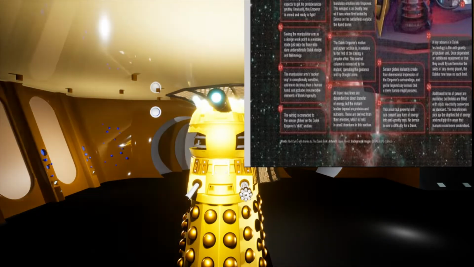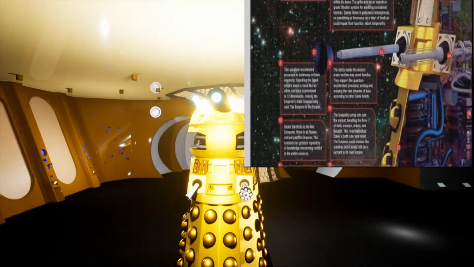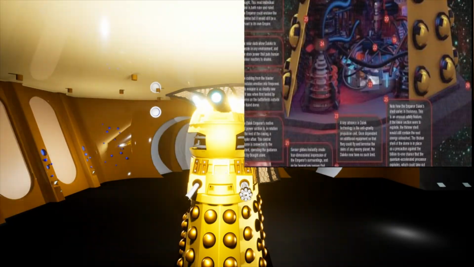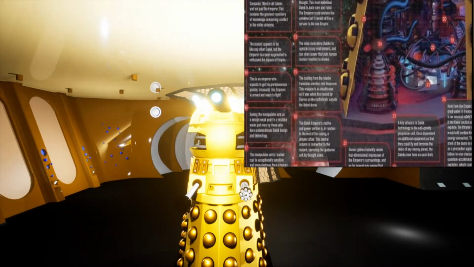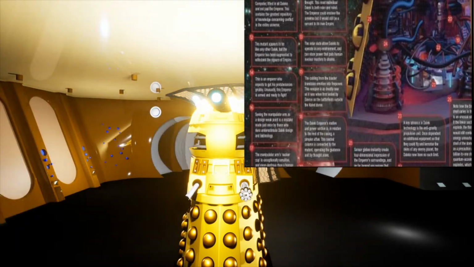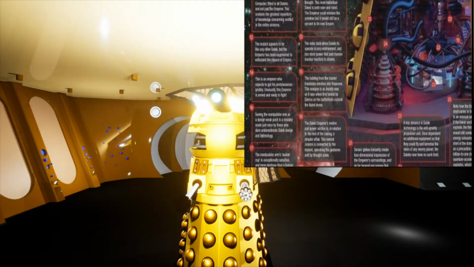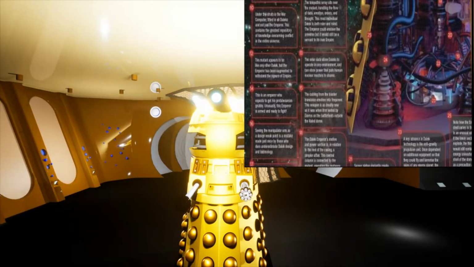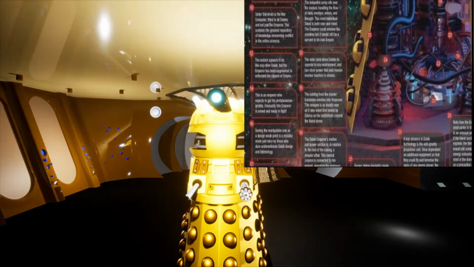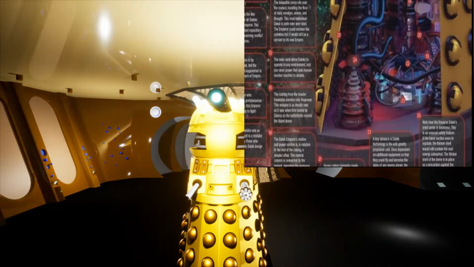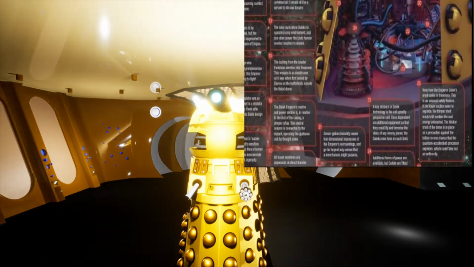The Dalek's motive and power section is, in relation to the rest of the casing, a simpler affair. This central column is connected to the mutant's operating and guidance unit by thought control. That's right, whenever I am moving, I always use my mind for that purpose. The wiring is connected to the sensor globes. As I said previously, the sensor globes are the sensory beam locators. They help detect beams and stuff. Yes.